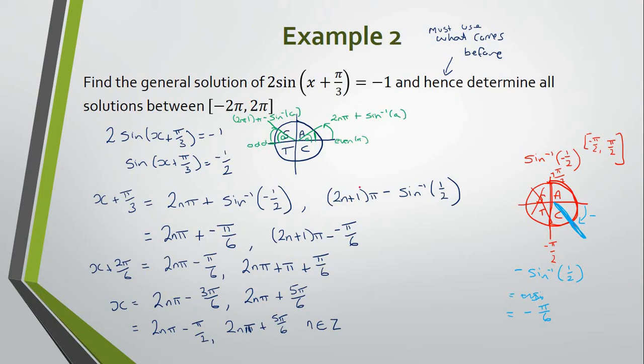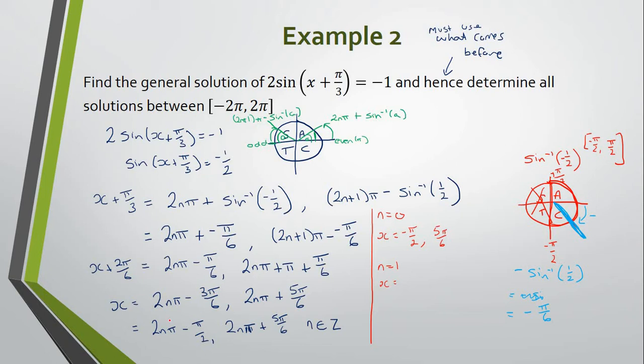We want to determine our actual solution. So what we do then is we substitute in some specific values. We say, okay, well, if n is equal to 0, what solutions would we get? Substituting n equals 0 here, that would be 0 minus pi on 2, so negative pi on 2 is a solution. If I substitute 0 in there, 0 plus 5 pi on 6, so 5 pi over 6 is a solution. Then what about if I try where n is equal to 1?